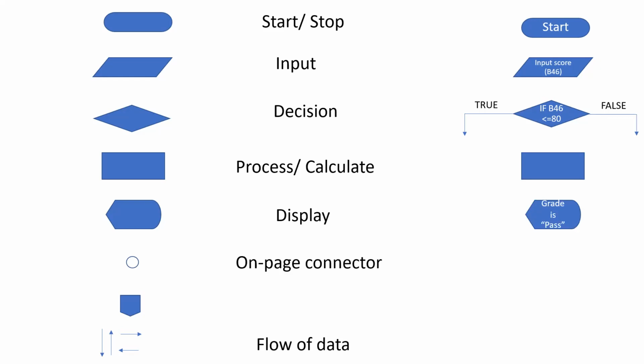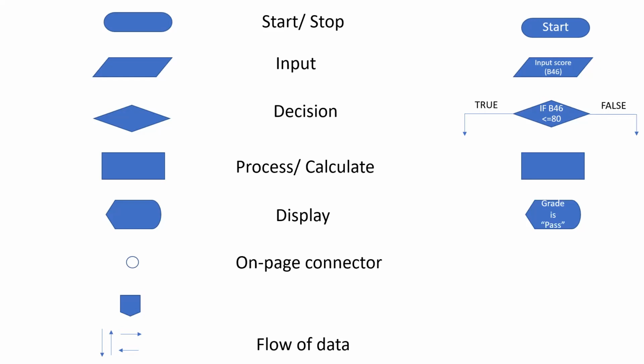Circle means we call it an on-page connector. We use it to link different lines together. Otherwise, it might be messy. So that's why we link the line by using the on-page connector.